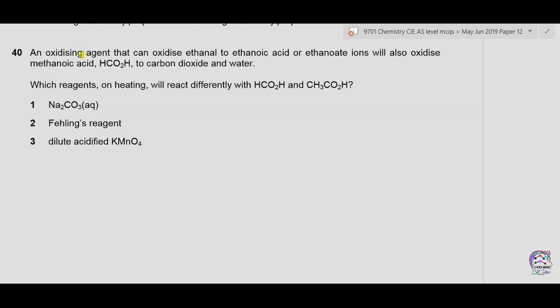Question number 40. An oxidizing agent that can oxidize ethanol to ethanoic acid or ethanoate ions will also oxidize methanoic acid to carbon dioxide and water. Which reagents on heating will react differently with HCO2H and CH3CO2H? As ethanol is aldehyde, so therefore we can consider this one as aldehyde because it will react similarly. Second one is carboxylic acid.